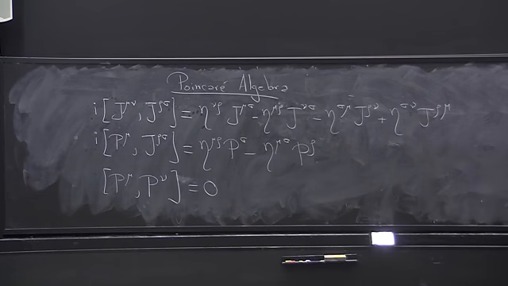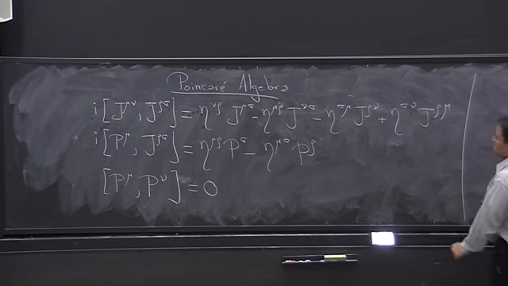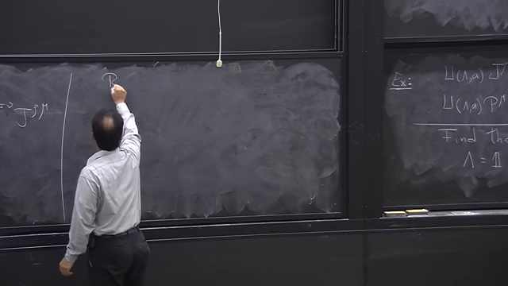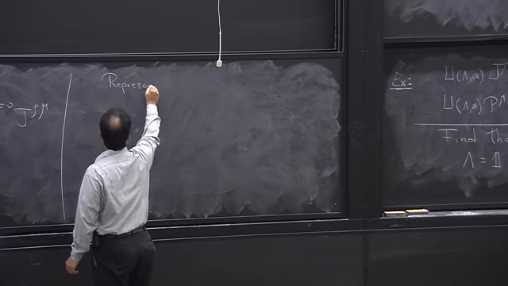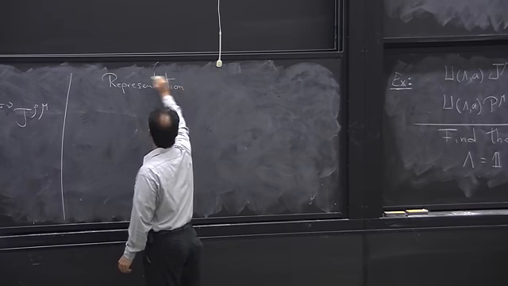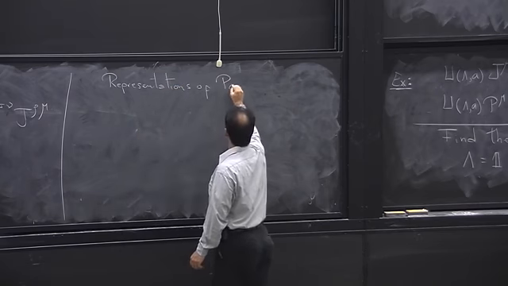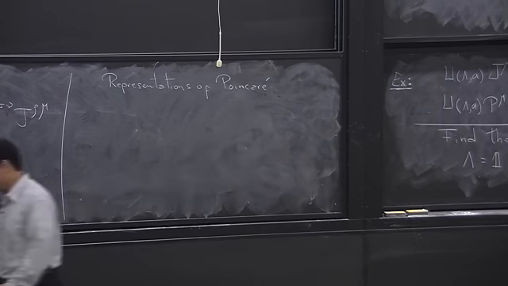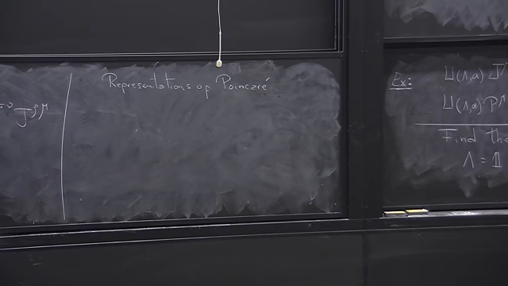So our Poincaré group has an abelian invariant subalgebra. That's part of what makes the algebra interesting and also complicated. Okay? So we now want to, the next step will be what? To study representations of this algebra. Why do we want to do that?